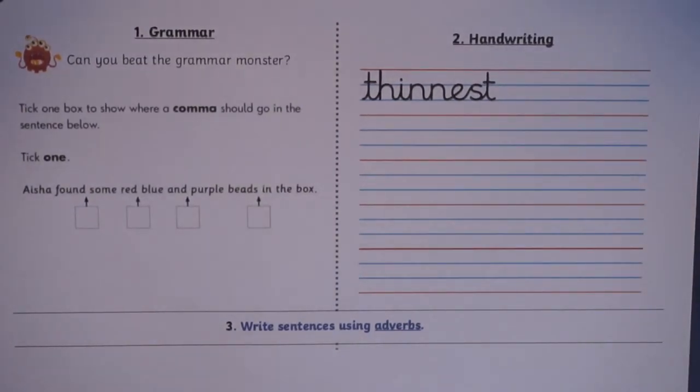Okay, so this is our English starter. This is normally what we do when we come in after break. And again, you can see that it's got 3 parts to it. We've got the grammar monster question, we've got some handwriting and spelling practice, and then a short piece of writing to do for number 3.